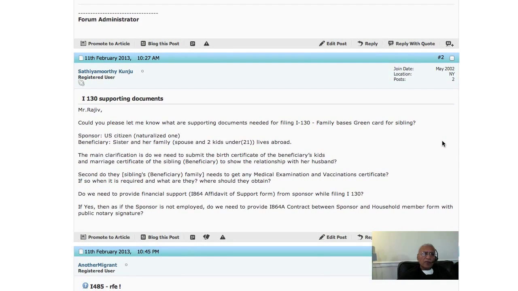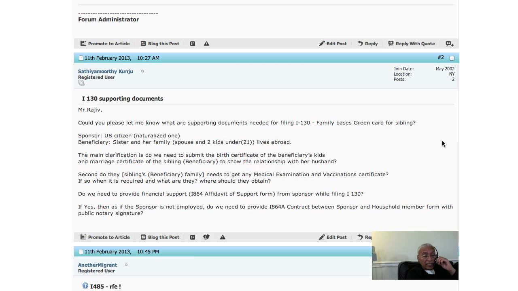First question is from Satyamurthy Kunju. They want to know what is the supporting documentation for Form I-130. Mr. Kunju, I'll tell you this. The rule of thumb for all USCIS forms is quite simple. If you follow to the letter the official instructions on the form itself, you should not have any problem of an outright denial.